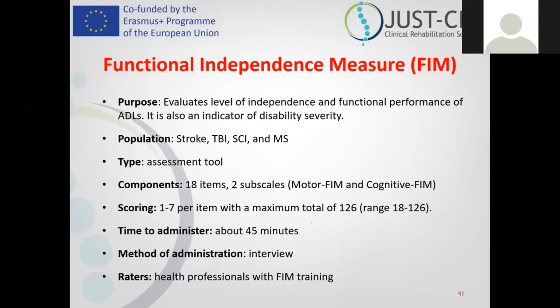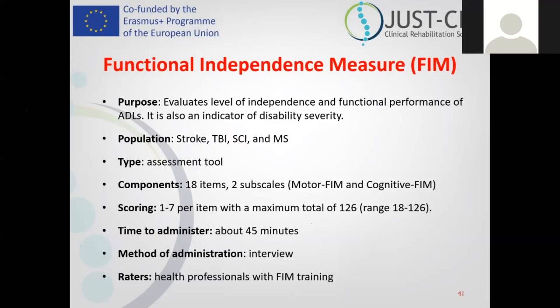Each item is scored on a scale of 1 to 7, in which 7 means completely able to perform this activity, completely independent without any assistance, and 1 means that the individual is unable to perform this activity and is completely dependent in the performance of that specific activity. The total maximum score of FIM is 126, and the range is 18 to 126. So the least score anyone can get on FIM is 18, because the rating scale starts with 1 to 7.